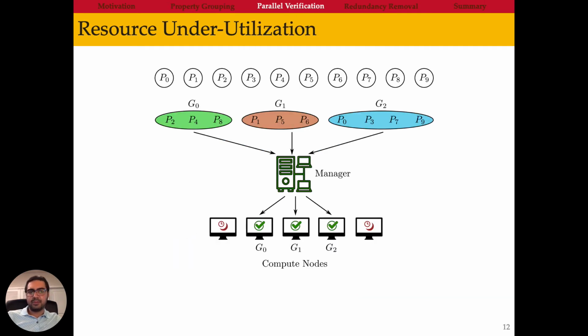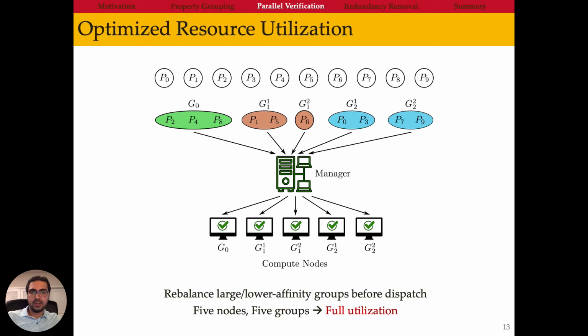Going back to our example with underutilized compute nodes, in which 2 out of the 5 available compute nodes were idle, the improved property grouping algorithm with rebalancing now has the ability to roll back groups G1 and G2 to smaller but higher affinity groups. Since now we have 5 groups to verify, the partition manager can distribute those 5 groups across the 5 available compute nodes, and then each node works on a separate group. This guarantees that we would have full utilization of available resources.